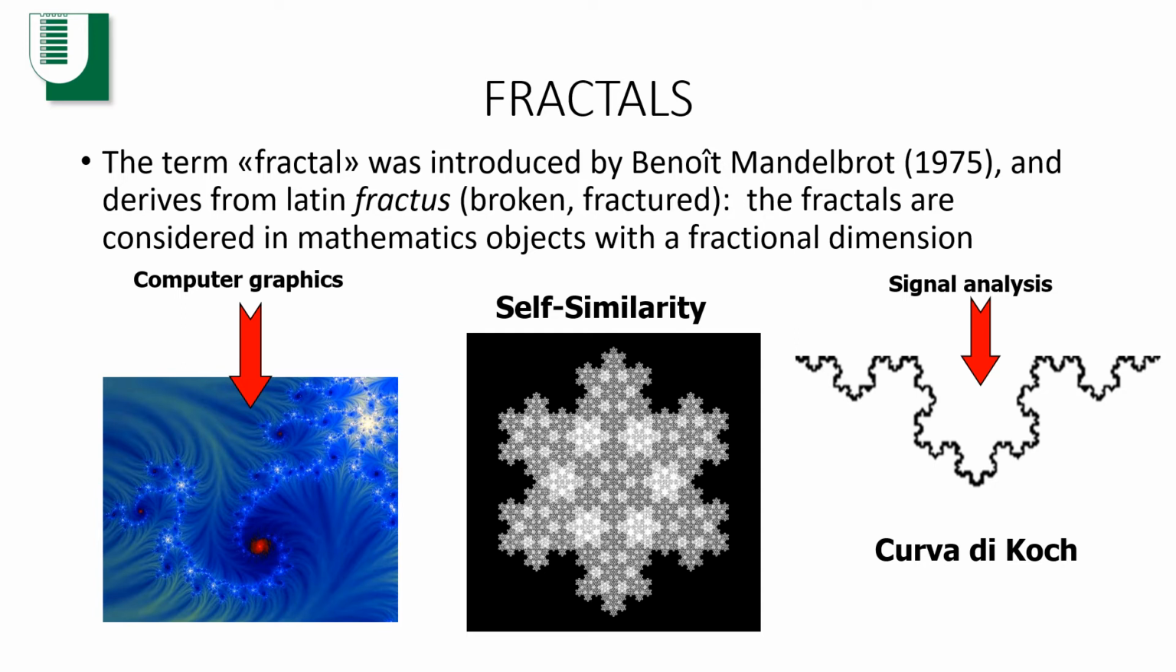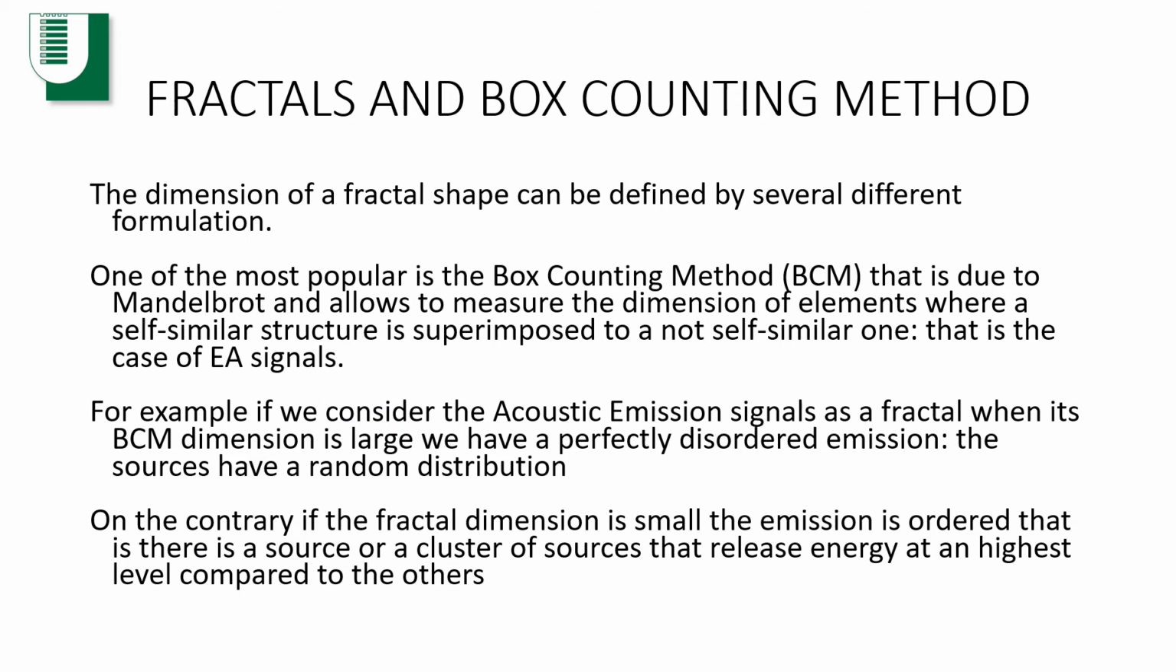It is possible to demonstrate that the acoustic emission signals are due to the superposition of self-similar patterns and non-self-similar ones. To distinguish the two parts, it is necessary to use particular methods of analysis. Among them, we used the box counting method to evaluate the fractal dimension, and this approach is explained in the following slide. If we consider the acoustic emission signals as a fractal, when its dimension is large, we have a perfectly disordered emission. The sources have a random distribution.